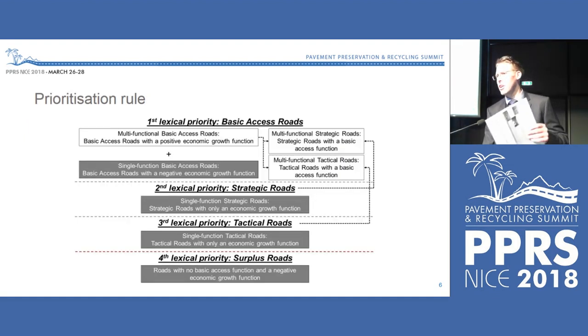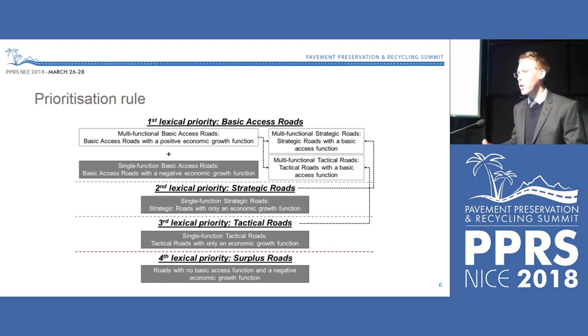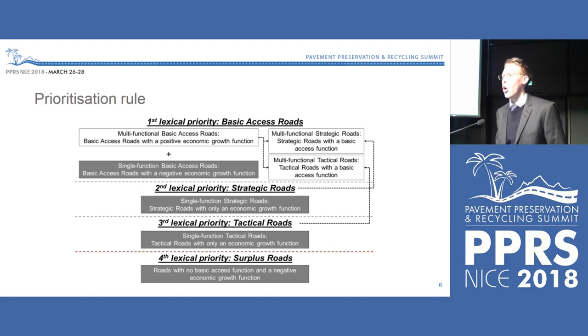In terms of a prioritization rule, so in terms of the order in which authorities should address these different road classes and the different user needs, the prioritization rule which we've developed is based on normative reasoning, and it's on both philosophical and economic arguments that prioritization of basic access roads takes precedence. So in that first class of roads, which are the basic access roads, they're split into two different groups. The first is a multifunctional basic access road, and that is a road which not only facilitates access to basic services, but also provides an economic function in terms of contributing positively to the economy. Those roads are ideal in the fact that they allow authorities to address both mandates simultaneously.